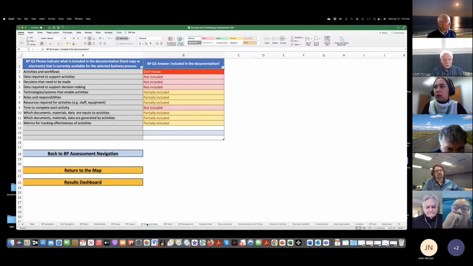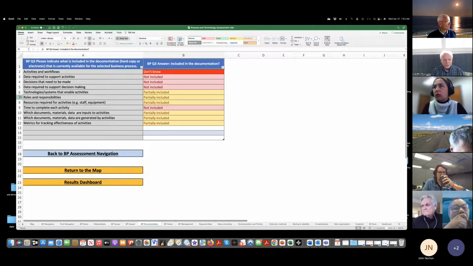It tells us something. How about the process? What kind of documentation do we have about the process? And these answers are just there for testing purposes. Do we know what the activities and workflows are? What's the data required to support them? The activities, decisions, data required to support decision making, technology systems that enable the activities, roles and responsibilities, and so forth. So we get a sense for how much we know about this process. I see that Josh has his hand up.